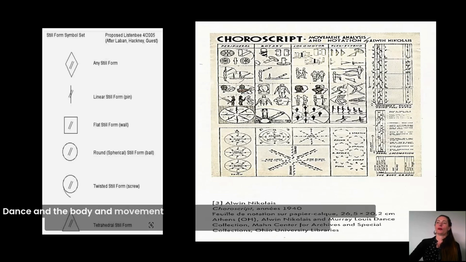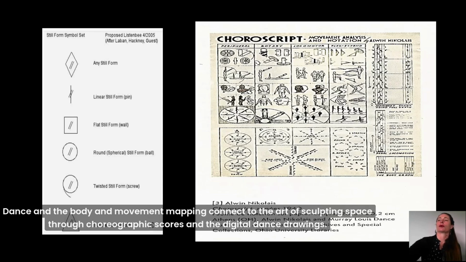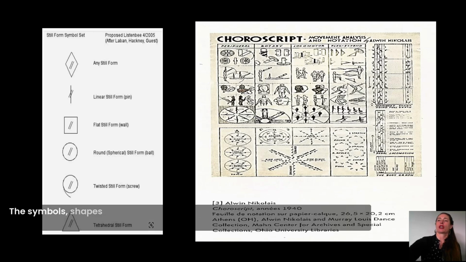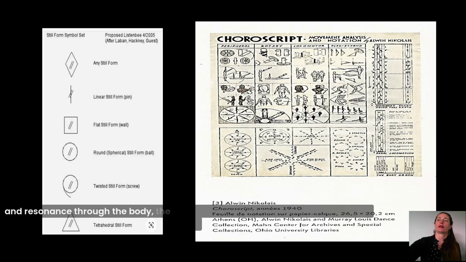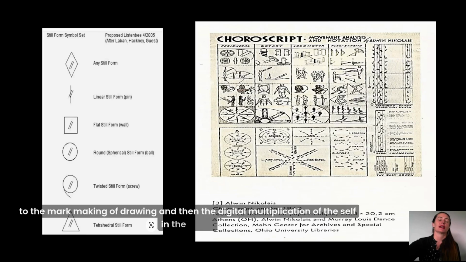Dance in the body and movement mapping connects to the art of sculpting space through choreographic scores and the digital dance drawings. The symbols, shapes and forms, drawing and structure and choreographic processes for making work, such as performance and digital dance drawing itself, leaves traces and resonance through the body, the muscle memory and the physical spaces on land, through the mark making of drawing and in the digital multiplication of the self in the ether.